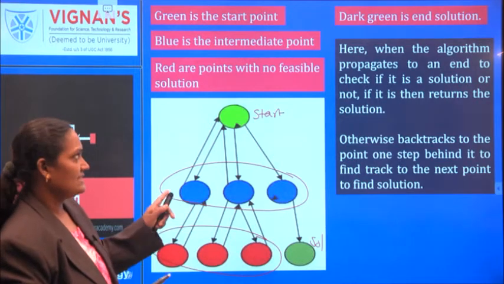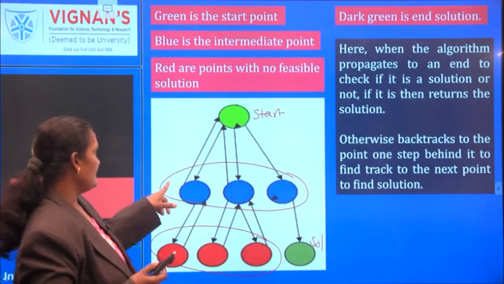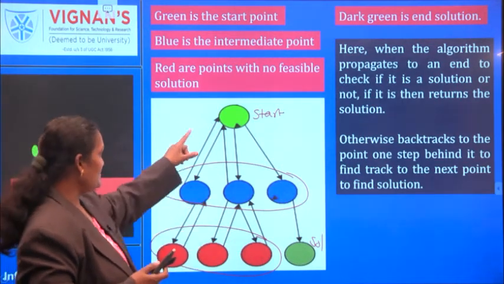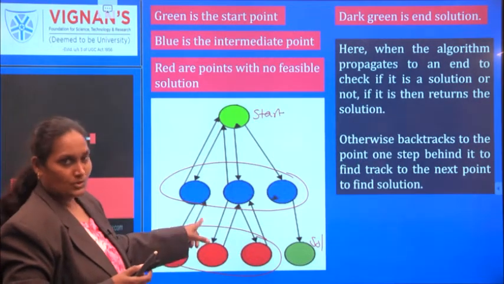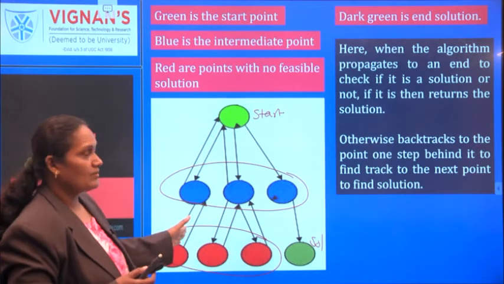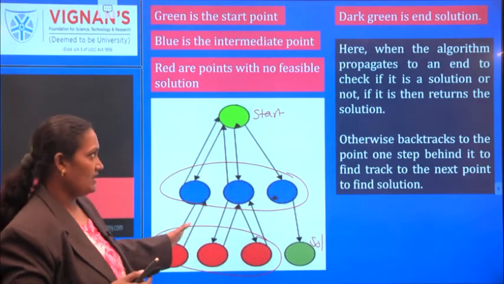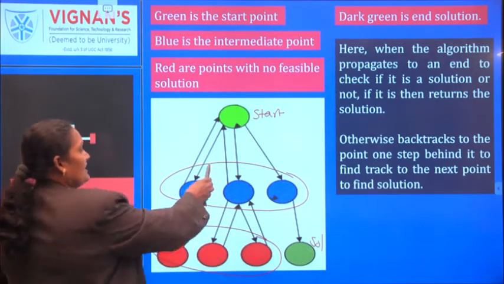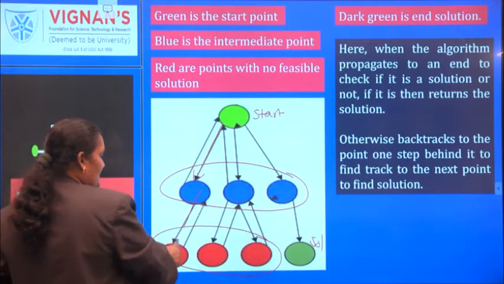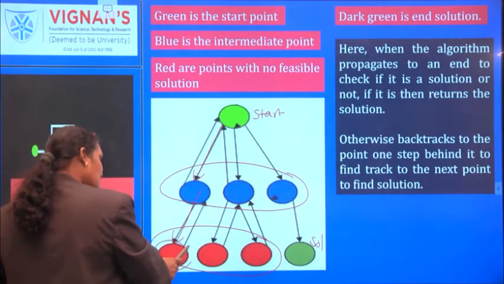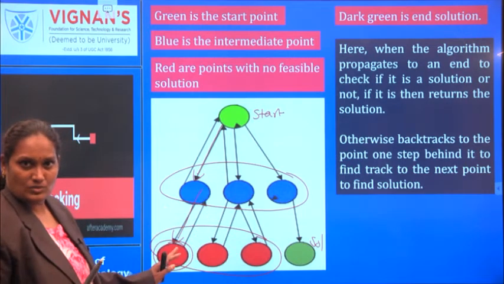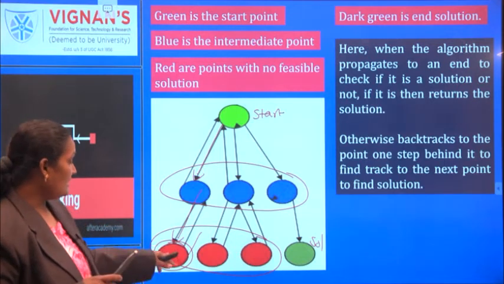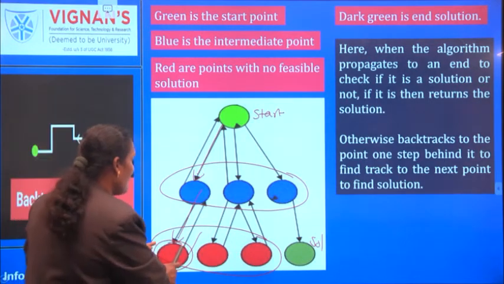Now what is this process? Let us see. When the algorithm propagates to the end of the tree, it checks whether that path gives a proper, feasible solution or not. If it does, then it returns that solution. Suppose, for example, we are propagating in this direction. If it is giving a suitable solution, we can return the solution. If it is not giving a suitable solution, we backtrack the process.